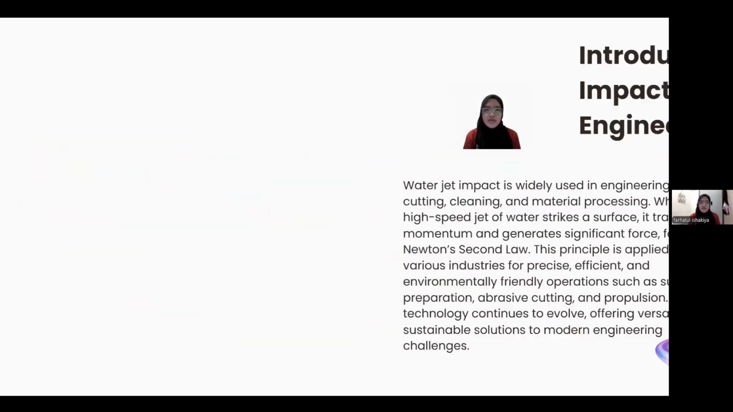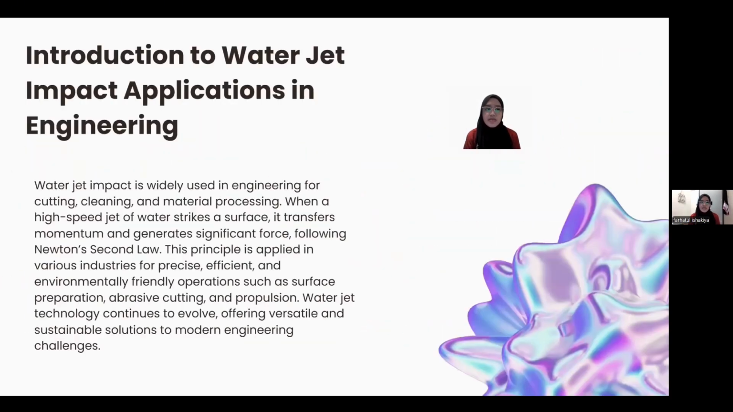Today I will present to you about topic 6, which is momentum. So the first subtopic that I've chosen is water jet impact application in engineering. So, introduction to water jet impact application in engineering.